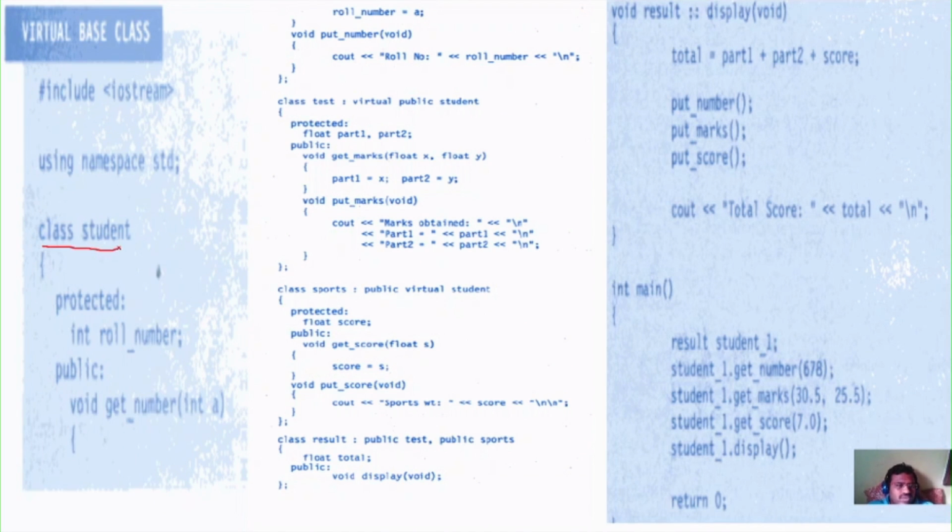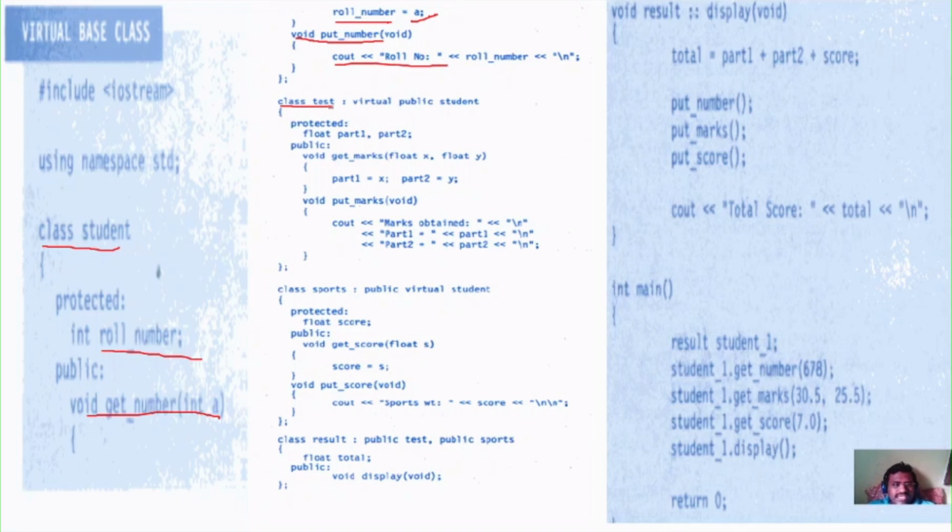In class student, we are having only one protected data member, that is roll number. To access this roll number, we are having a get number function, and it is going to contain only one argument, and the roll number will be assigned the value of A. Now we are going to have another function called put number. Just we are displaying the content of the roll number to the user.